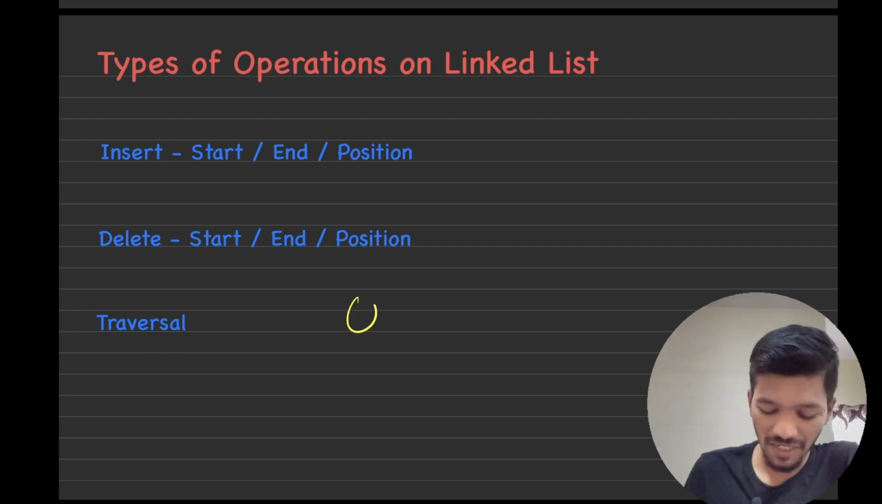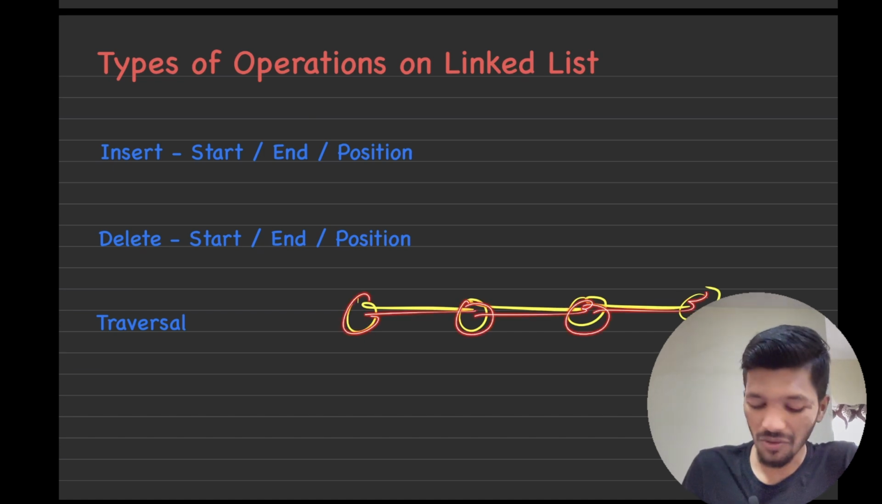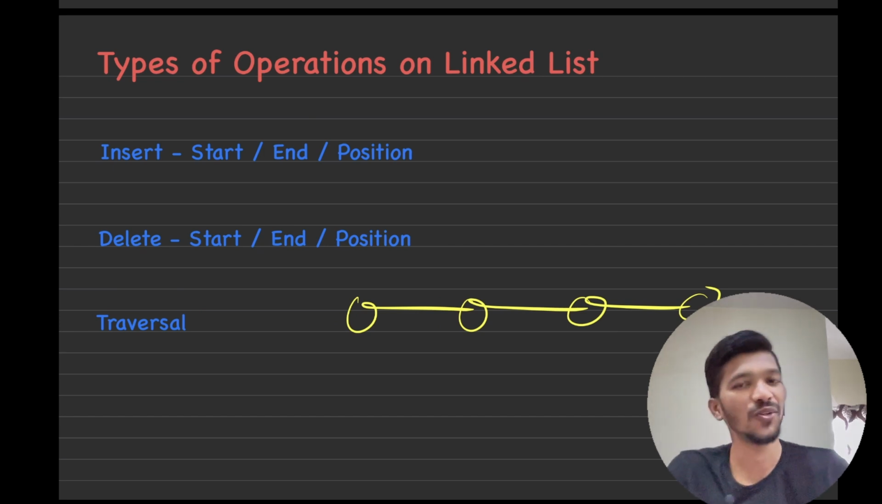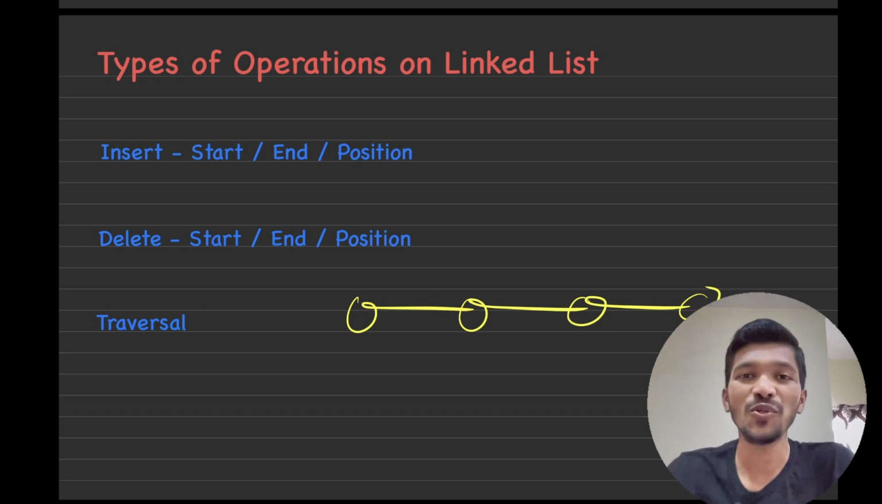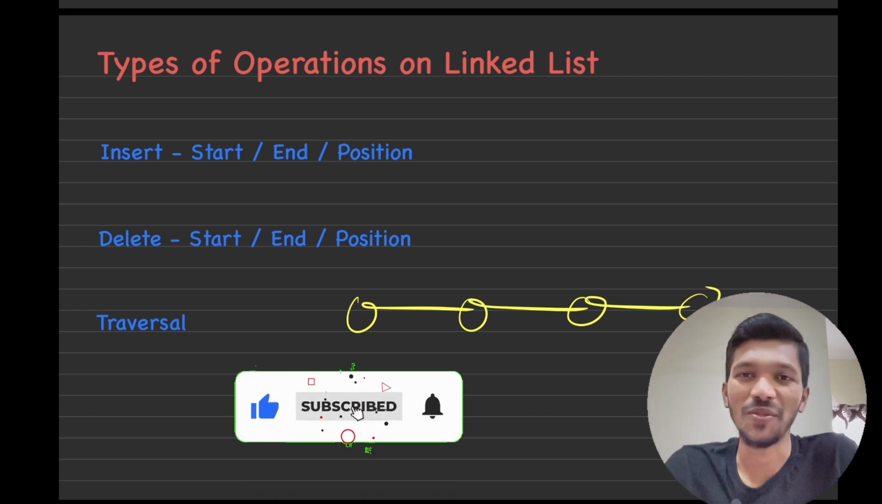Then same with delete: we are going to delete the first node, the last node, and at any random position. And what do we mean by traversal? Traversal is nothing but reaching every single node exactly once. Let's suppose this is my linked list. You have to visit every node. This is what we call traversal. So these are the 3 different types of operations we are going to perform on the linked list. I hope you understood why we need a linked list, the types of linked list, and the operations we are going to perform on the linked list.